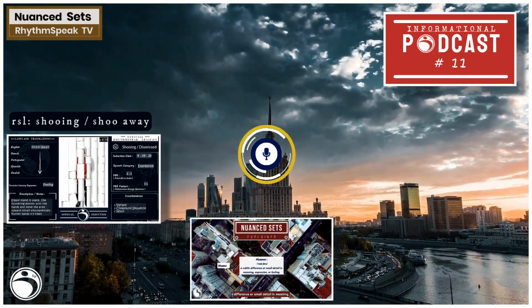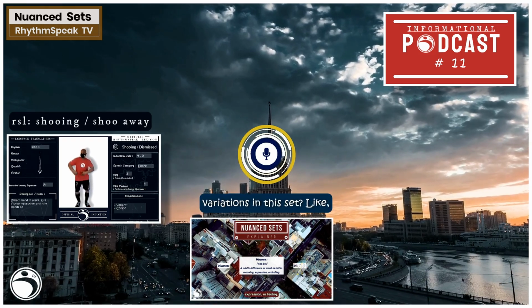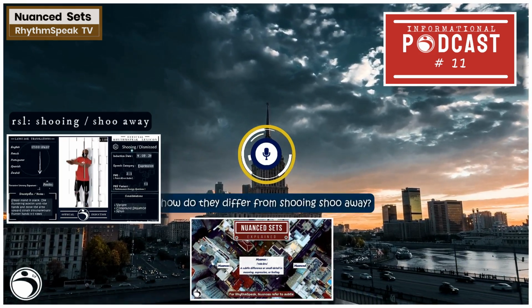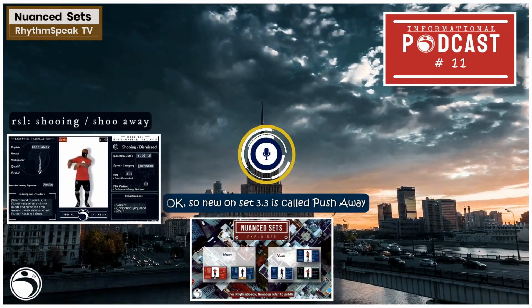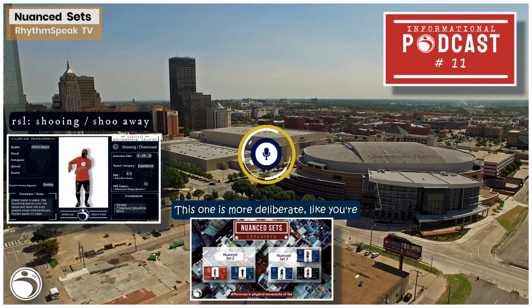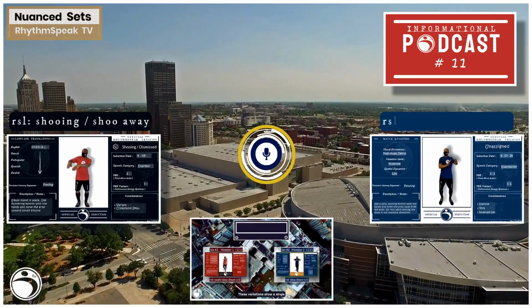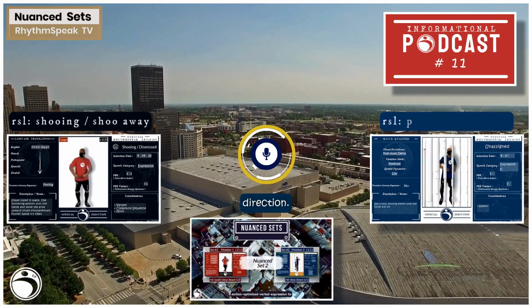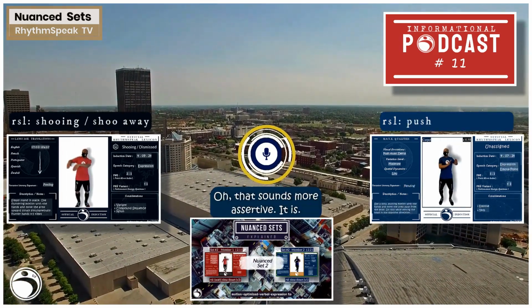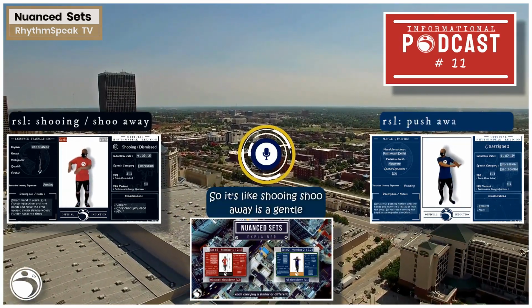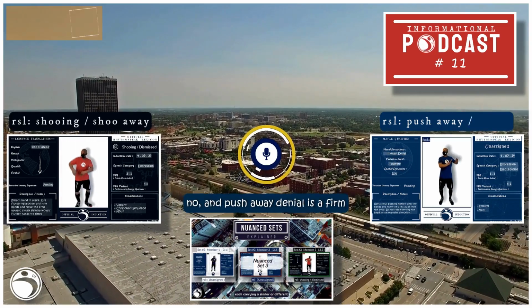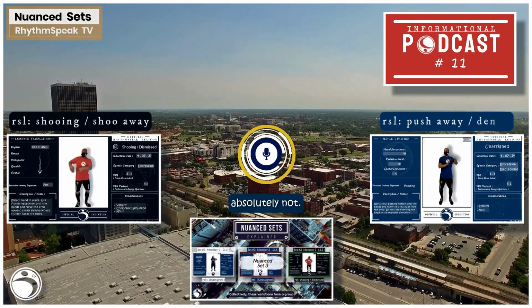That's pretty clever. I like it. Now, what about some of the other variations in this set? How do they differ from Shoo Away? Okay, so Nuance Set 3.3 is called Push Away Denial. This one is more deliberate, like you're actually pushing something away with your hands, and your head moves in the opposite direction. Ooh, that sounds more assertive. It is. It's like you're really rejecting something. So Shoo Away is a gentle no, and Push Away Denial is a firm absolutely not.